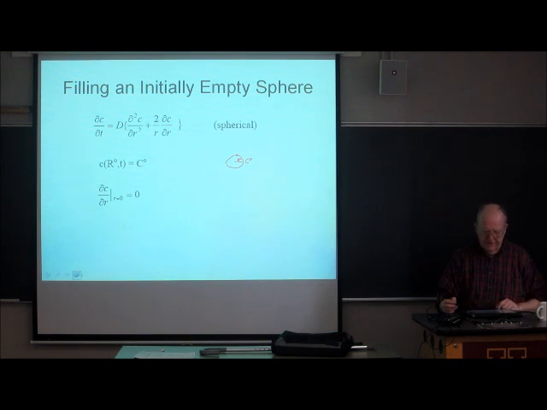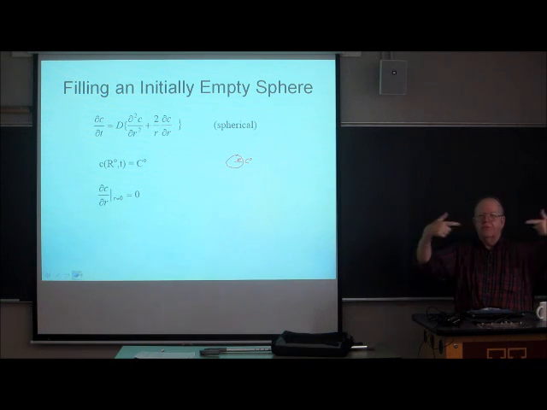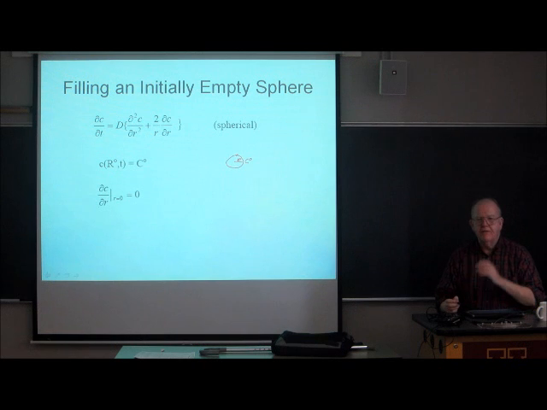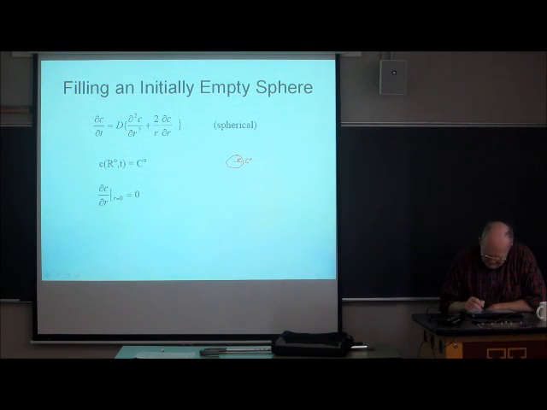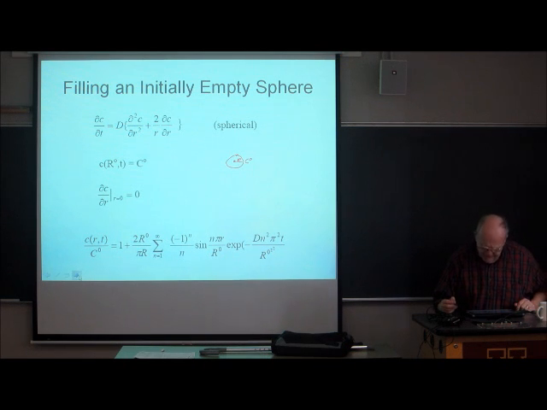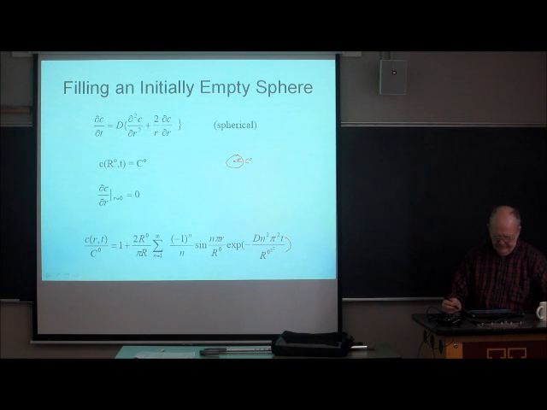The gradient of the concentration at the center of the sphere has to be zero because it's symmetric. So you've got diffusion from both directions, or back out from both directions, and it's perfectly symmetrical. So there's no gradient right at the center of the sphere. That's R equals zero. And there are a number of ways you can solve this problem, but the Fourier method is actually the simplest.